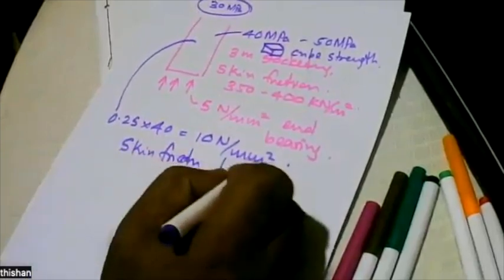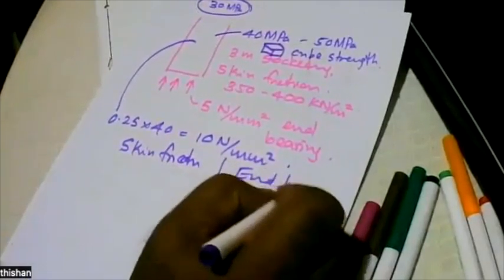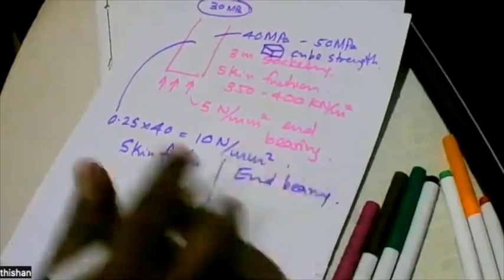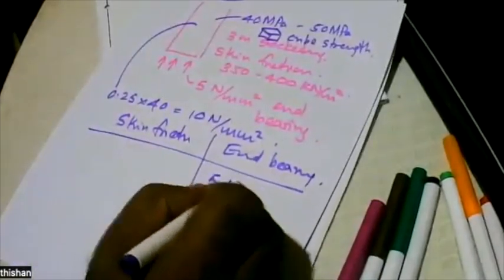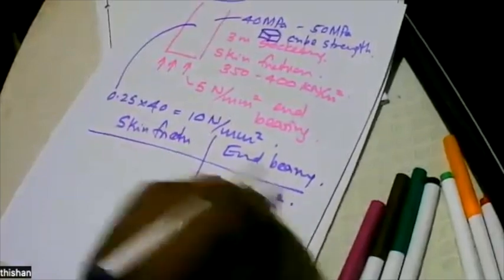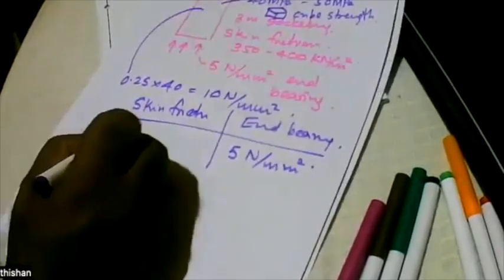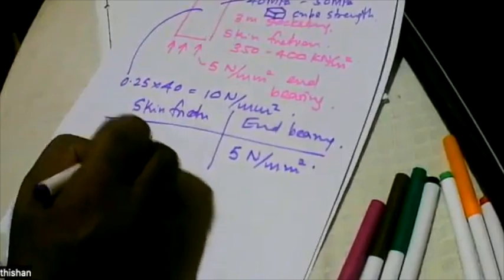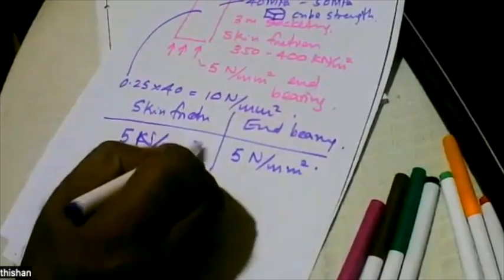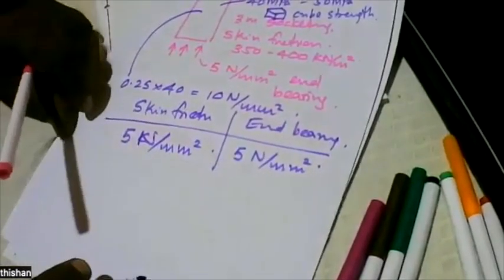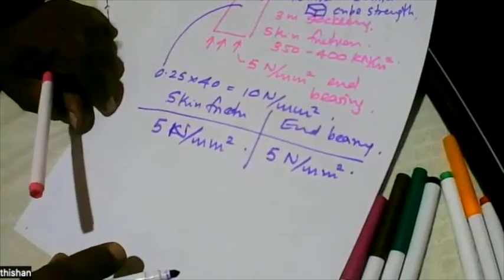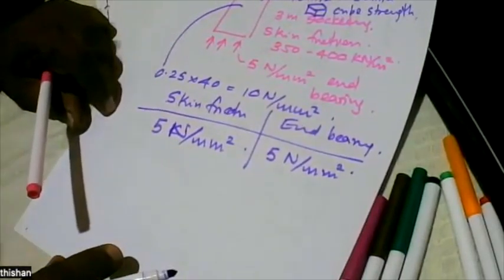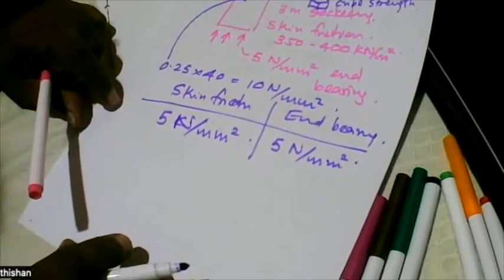and end bearing, because the shaft capacity is about 10. If you are going for 5 newtons per millimeter squared end bearing, you can easily get another 5 from skin friction. So, which means you can stretch it up to the shaft capacity of the pipe.